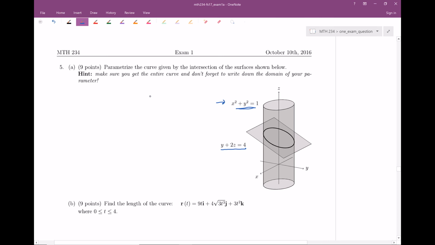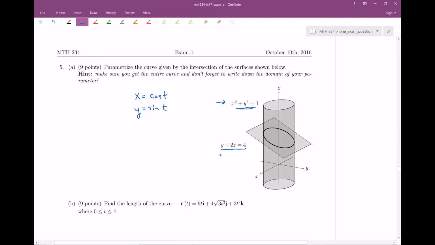This really is pushing me to think about what if x was equal to cosine of t, and what if y was equal to sine of t? Because if that's the case, then we would have cosine squared plus sine squared equals 1. And that's always true no matter what the t value is. Okay, so here is maybe a good choice for my parameterization of x and a good choice for my parameterization of y, but how do I get z?